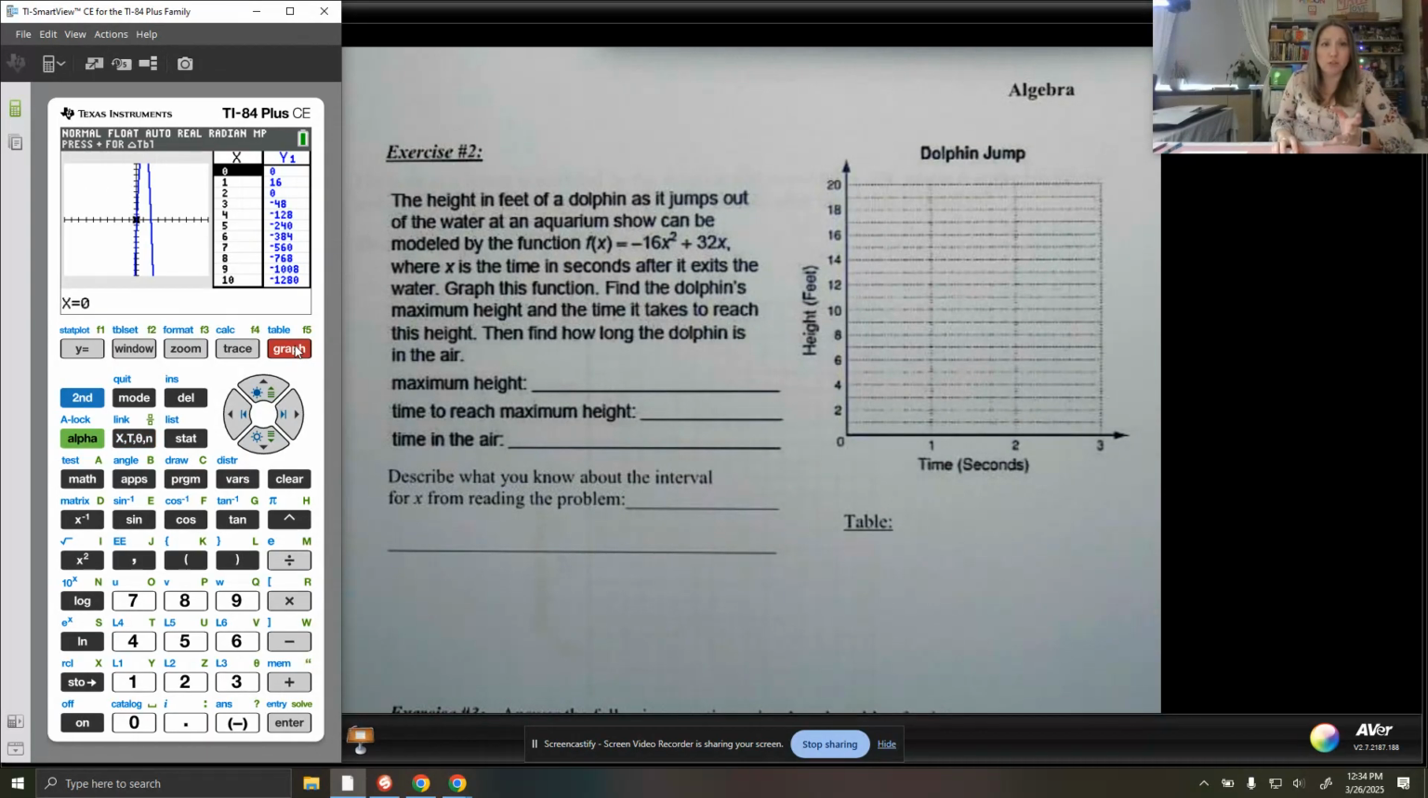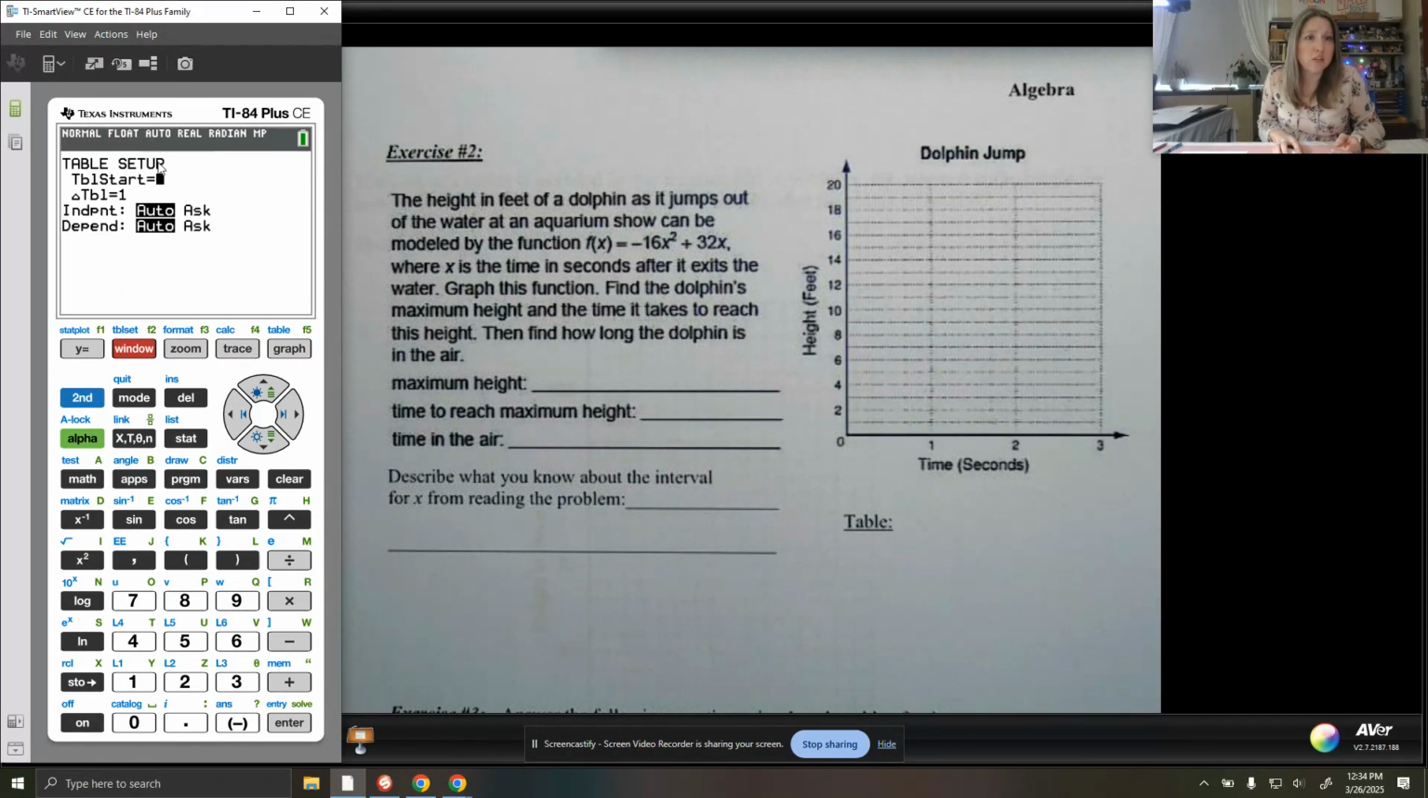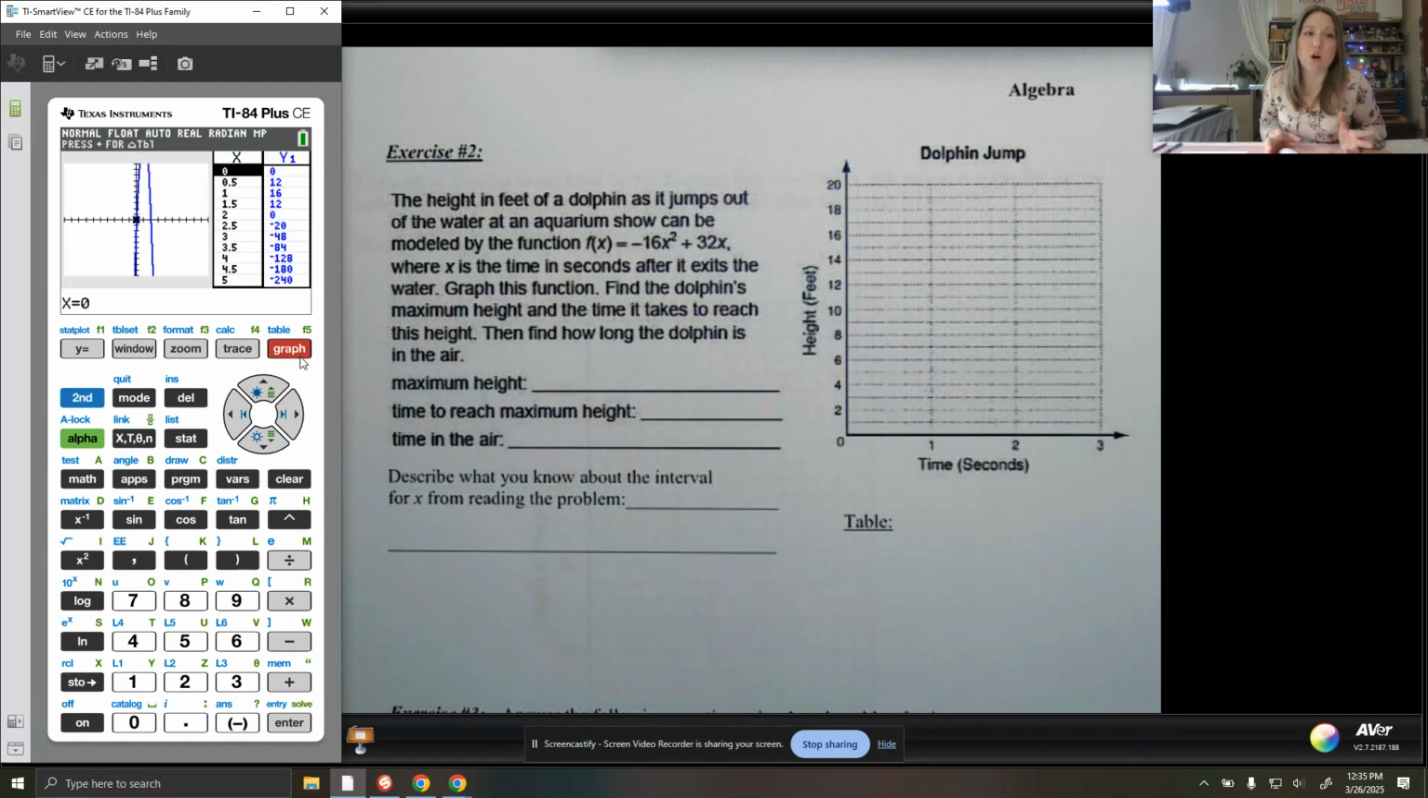So if I press second and graph, oh my God. There's not a lot on this table, is there? Well, why don't we look at some half seconds? Because I have nothing to go on here. So let's go to second and window. Stay at 0, of course, for my start, but let's look at 0.5 of seconds so we can see some sort of middling going on here. Okay, at least now we can see at half a second, the dolphin is already 12 feet in the air.